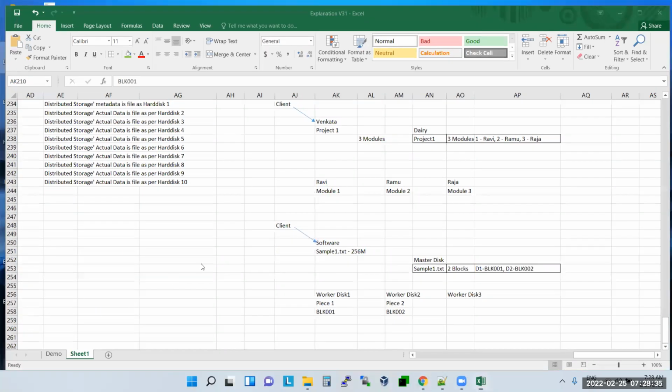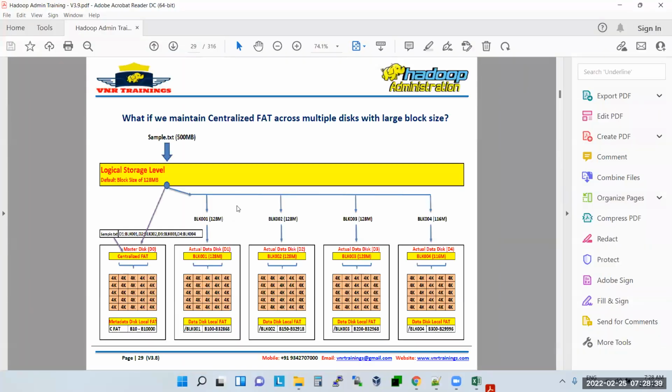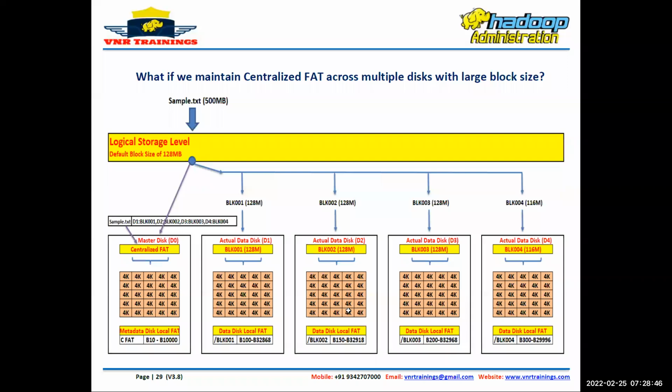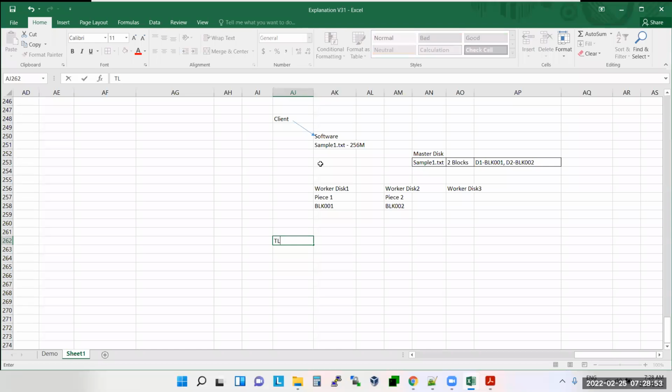Come back to the theory part now. Sir, why is the data stored in the disk which has higher available space? Okay, I'll tell you one example. You are a team leader. Under you, there are 4 people: Ravi, Ramu, Raja, Roja. These are the 4 people we have.